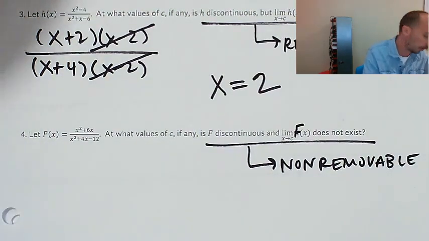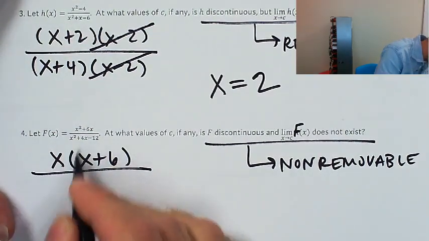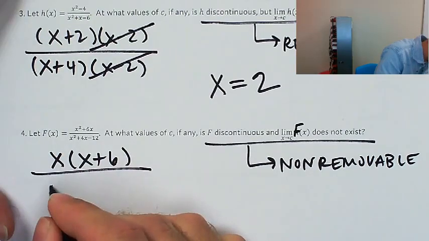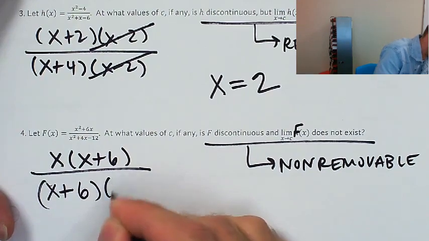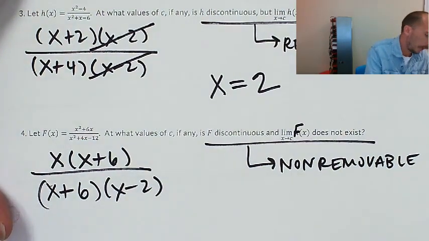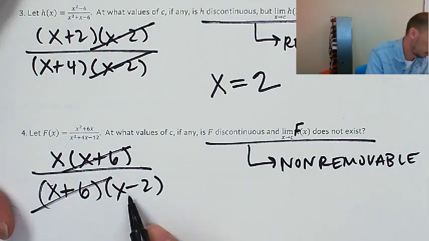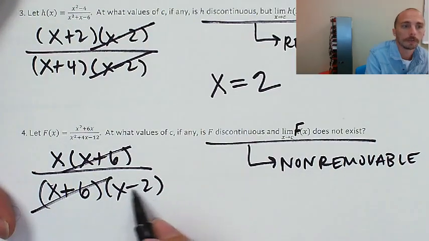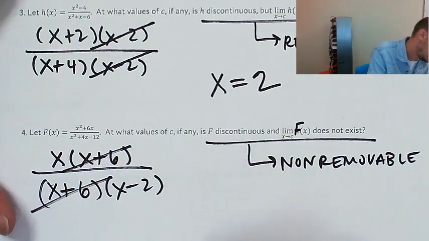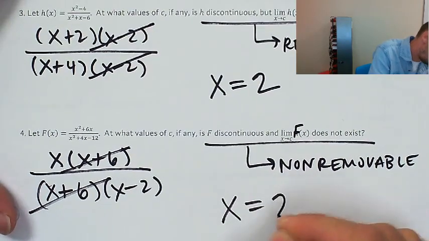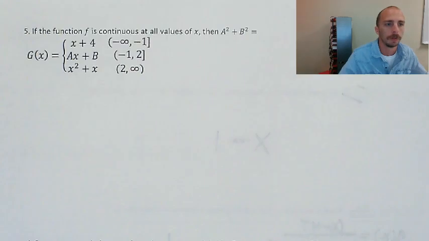So we're going to say, all right, well, we need to factor. And the bottom is plus 6 times x minus 2. Okay. And so for non-removable, I cancel off there, and the non-removable discontinuity is going to be here, and that's going to be where we get a vertical asymptote. After canceling, I'm still dividing by 0, and that's going to be x equals 2 again. Okay, so that's it for the front side.